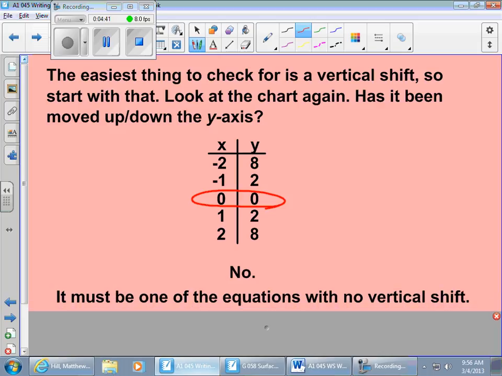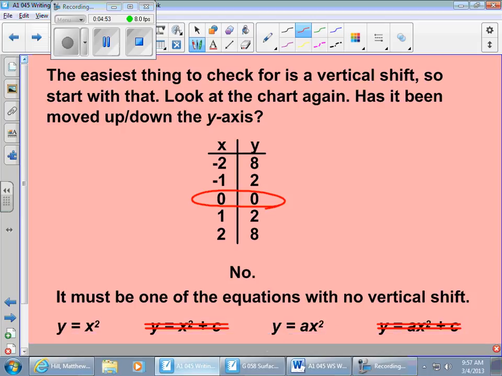Okay, so what that means is when we're looking at those four equations at the bottom of the screen, on the first screen, we must be looking for one that does not have any vertical shift. So out of those four, we can eliminate the two that have a plus C attached to them.